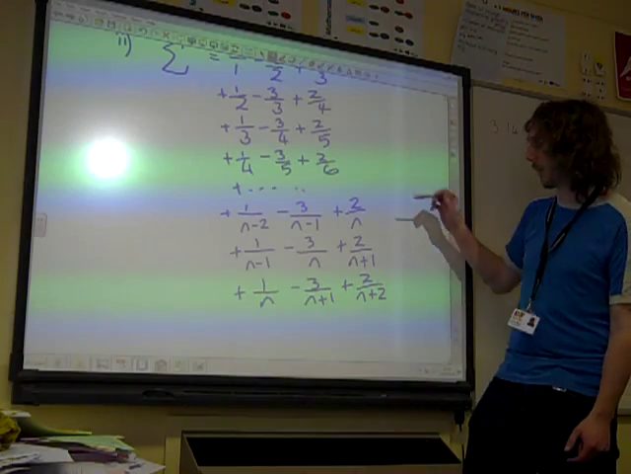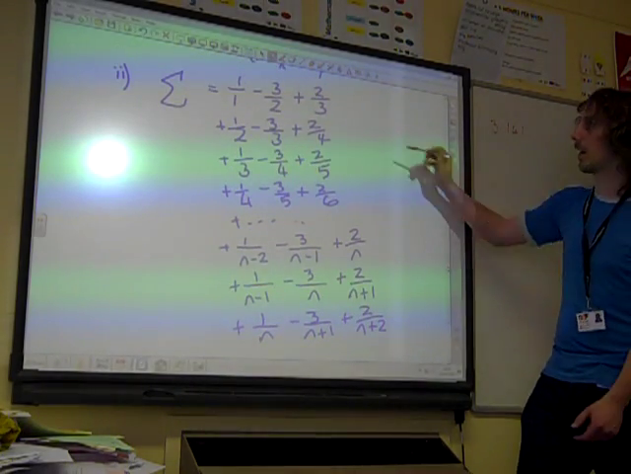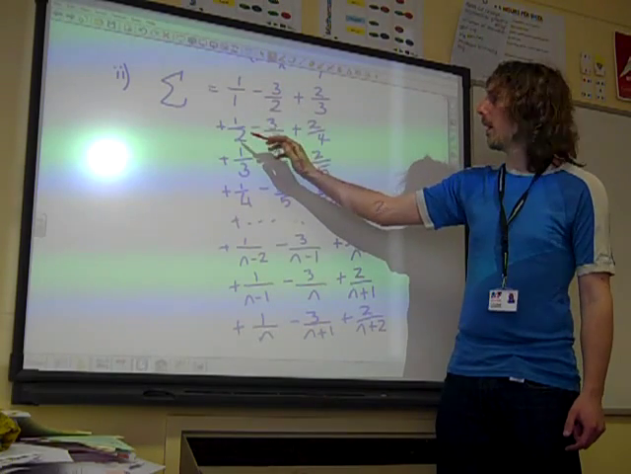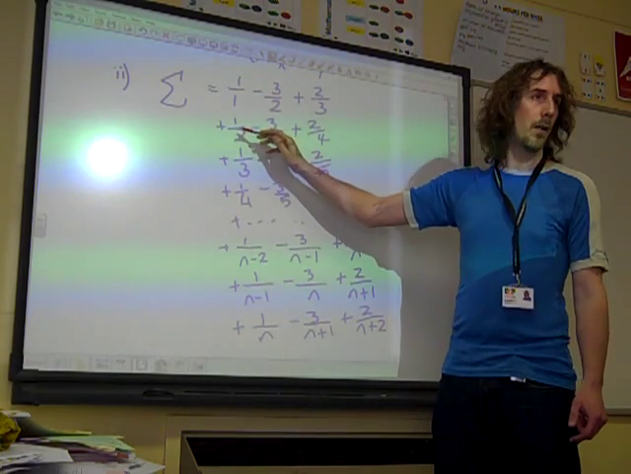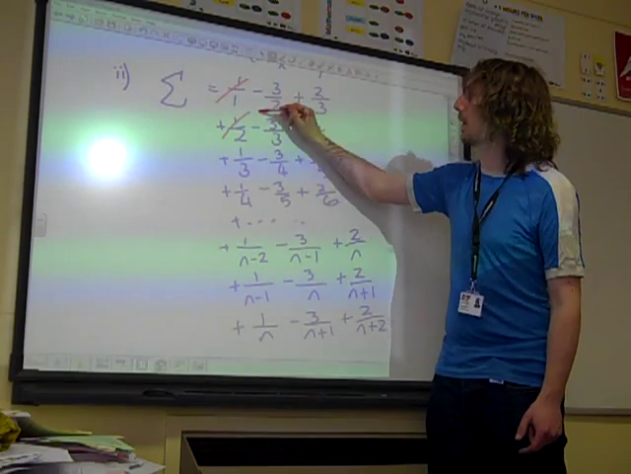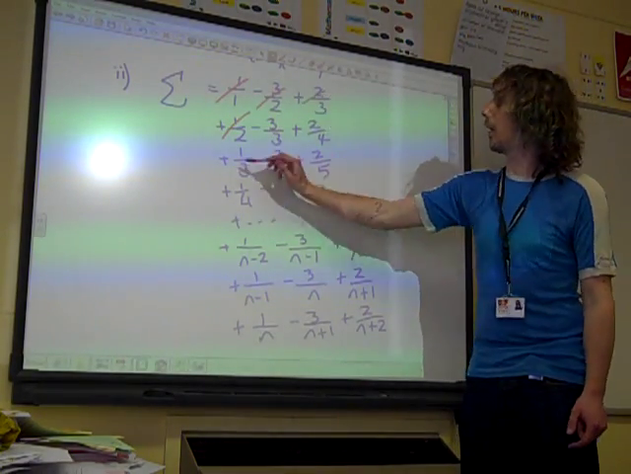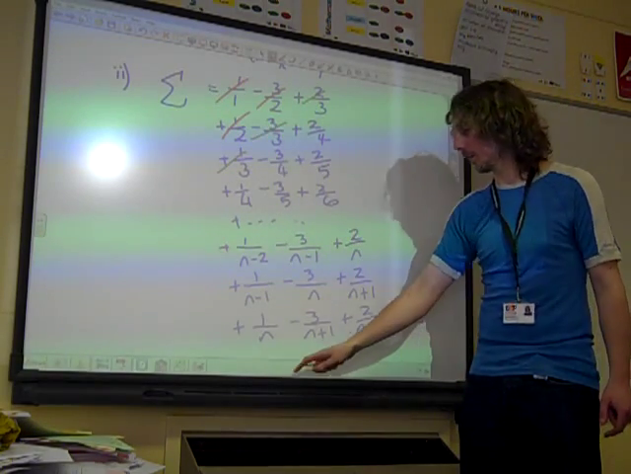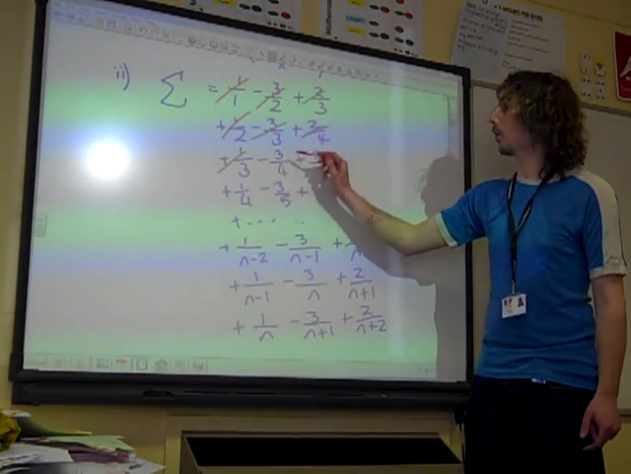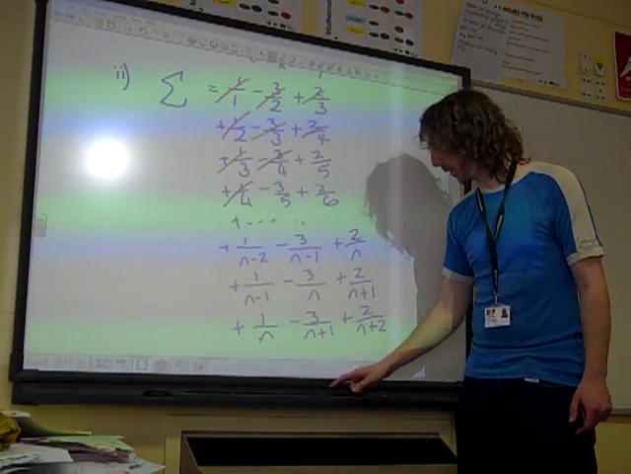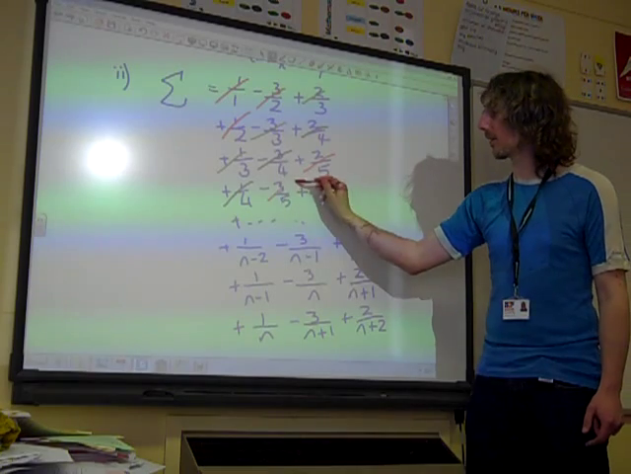We recognise now that we've got some quite nice things going on here. We've got 1 plus a half minus 1 and a half, so those 3 cancel each other out. We've got 2 thirds plus 1 third take away 3 thirds. 2 quarters plus a quarter take away 3 quarters. And so it would keep going on as we match them up.